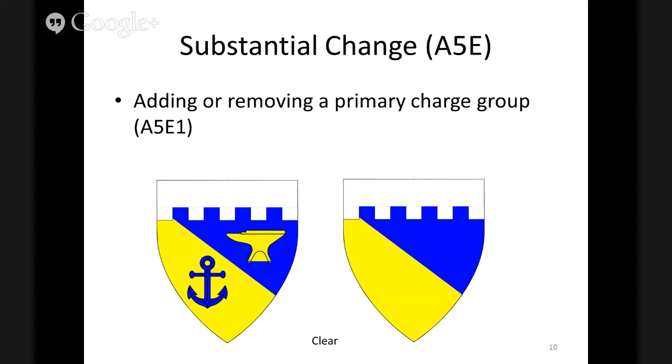What's the primary charge group on a divided field? Shout it out. If I ask questions, please pop in, otherwise this gets very boring. The rule says if you have 2 charges on opposite sides of a divided field, they're the primary charge group. We took it away. That's a substantial change. We're done. These are clear. We don't need to do any more work.